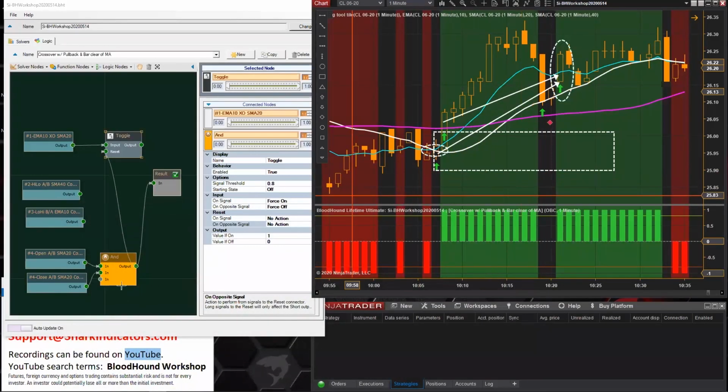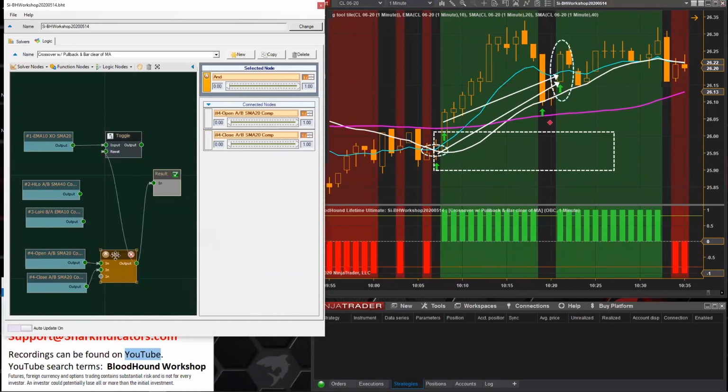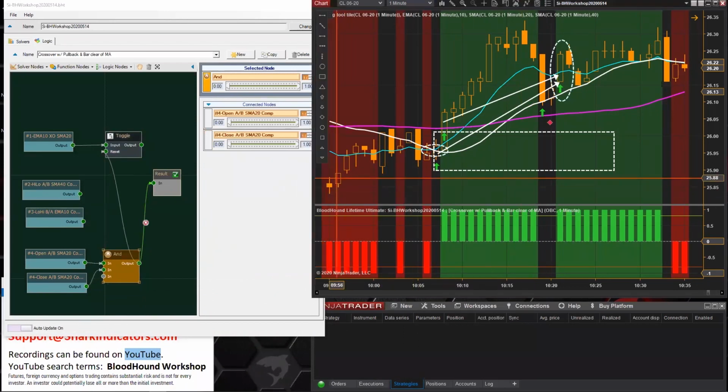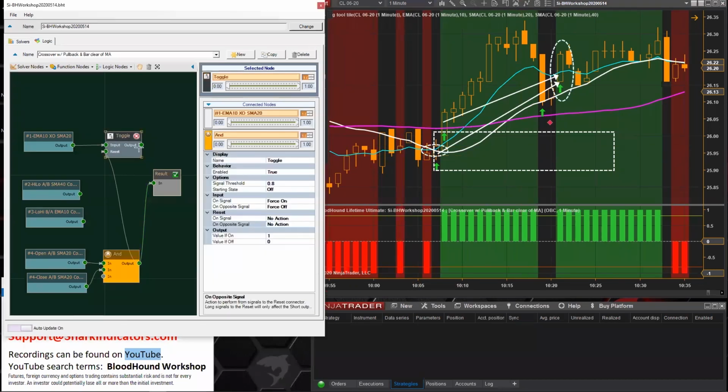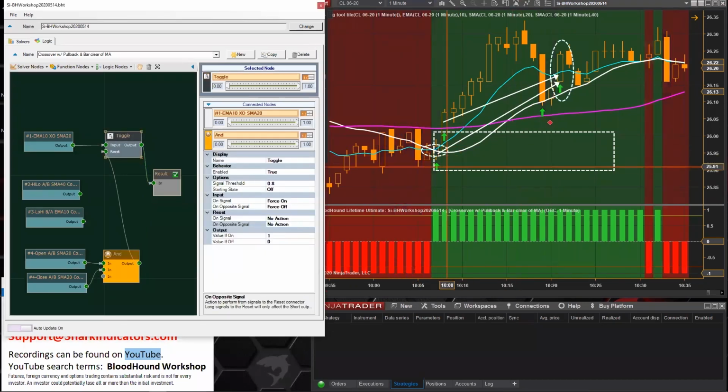So what are we getting out of this logic here? We're getting short signals out of it. If the toggle node is holding on to a long, a short is the opposite of a long signal. That's why I'm using on opposite signal. On opposite signal, we're going to turn the toggle node off.